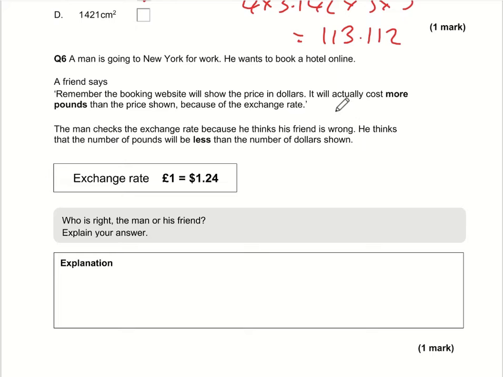So what he's saying is that the pounds number is bigger than the dollar number, but the man thinks it's the other way around. Well, the man is correct because we can see that the pound number is smaller than the dollar number. 1 is less than 1.24. So the man is correct.